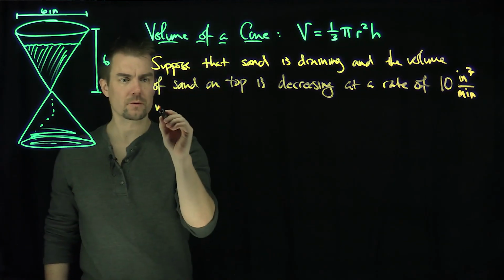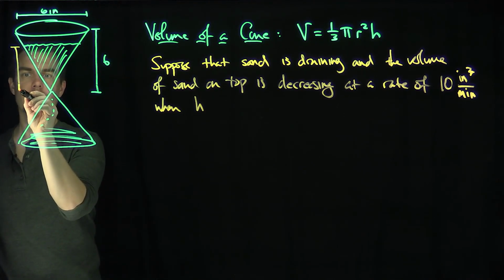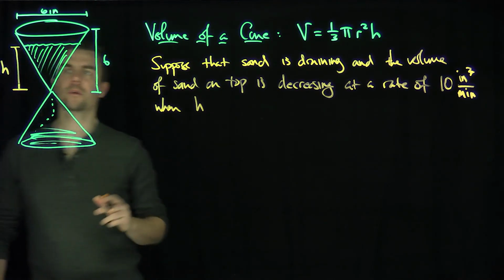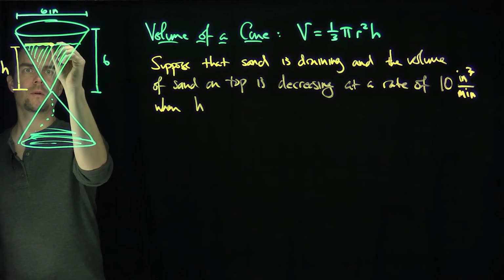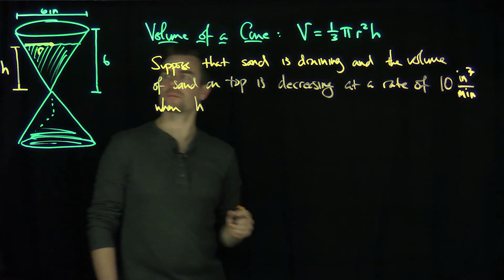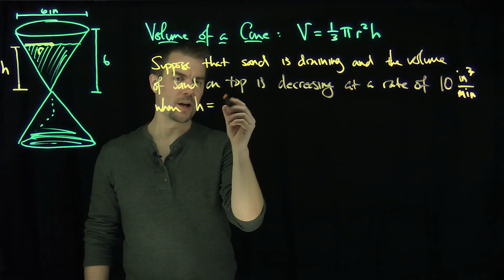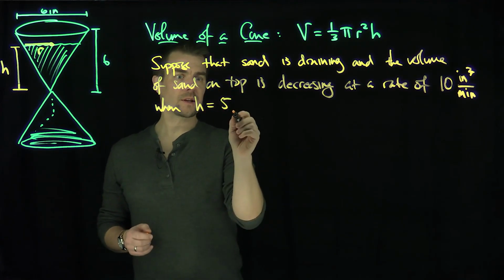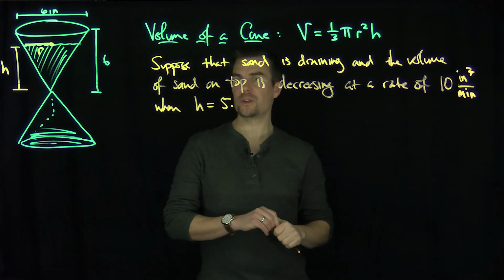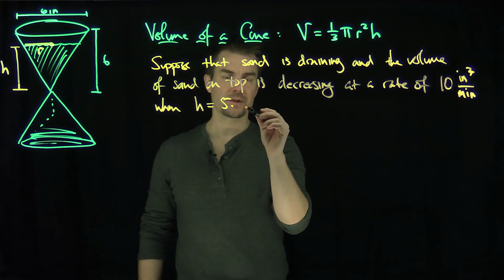When the height over here, so that's the height level of the cone, and of course this will be the radius of that, so that's the radius over here. Radius and height. When h is equal to, let's say, 5. What I'd like to do is find how fast is the height changing, right? So how fast is the height changing?